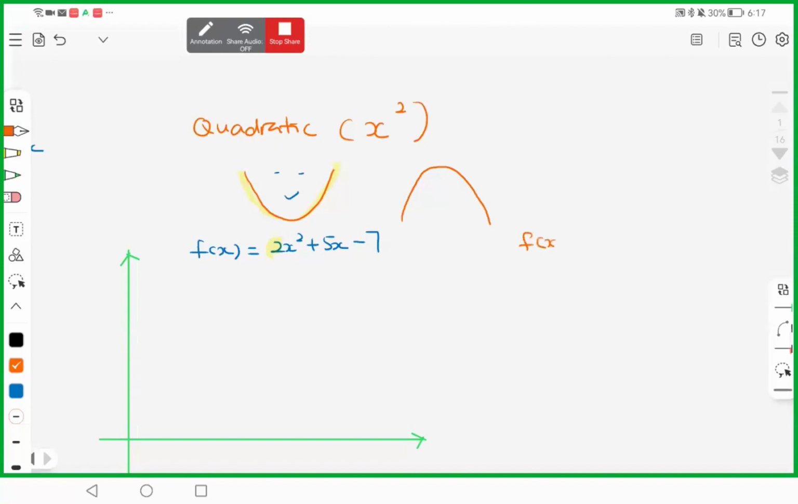But if the value of a is negative, for example negative 7x squared plus 5x minus 7, you just check the value of a, then the curve is an N shape. Very simple, just check positive or negative, then you will know the pattern already, U or N shape. Is this okay now, the value of a? Okay, next one.